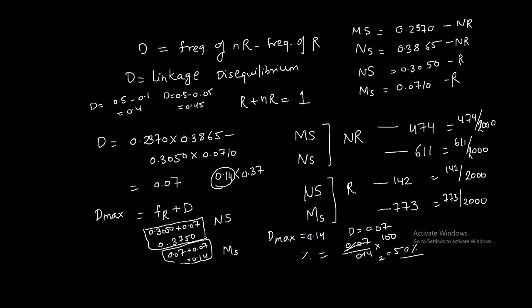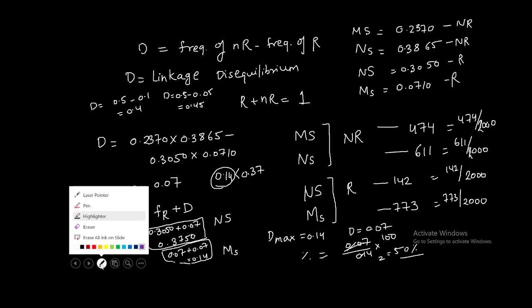Now you know the Dmax and the D value. So out of 0.14, if there is 0.07, then out of 100, how much? With simple mathematics, you will say it is 50% of the population. In 50% of your population, your studied genes are going to be linked genes.